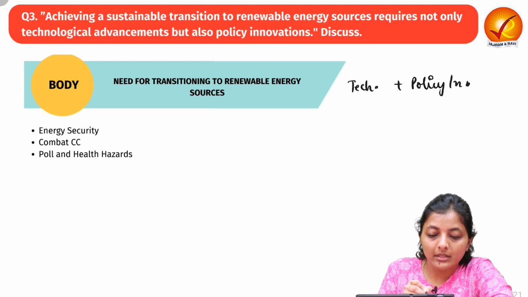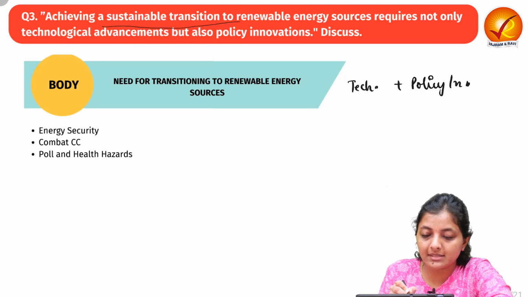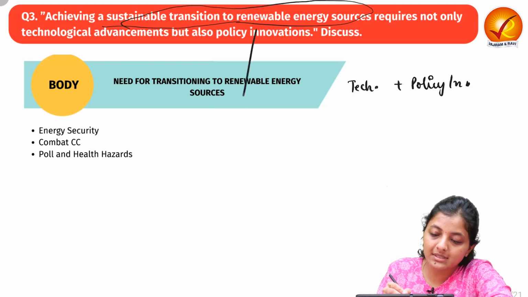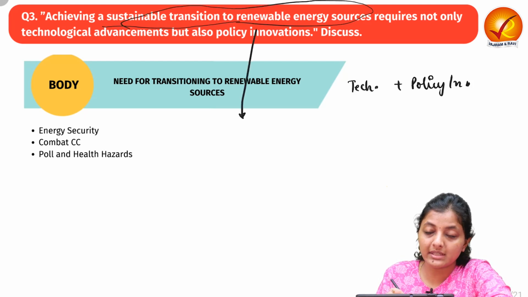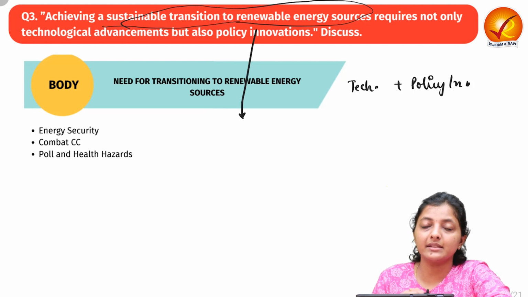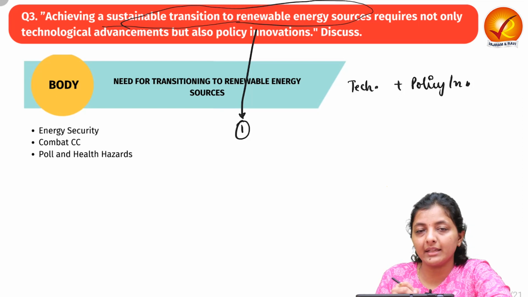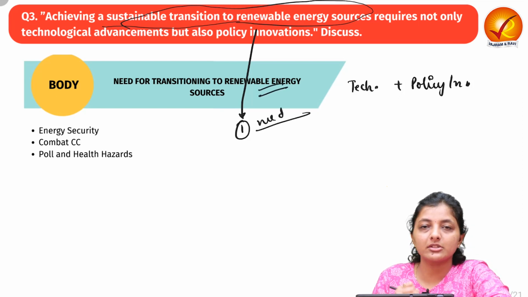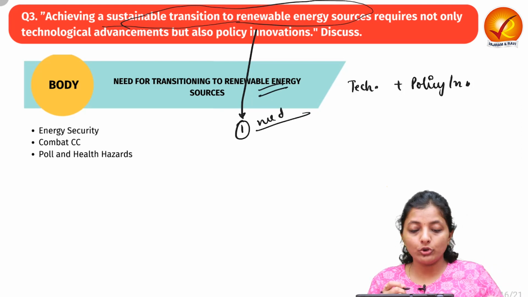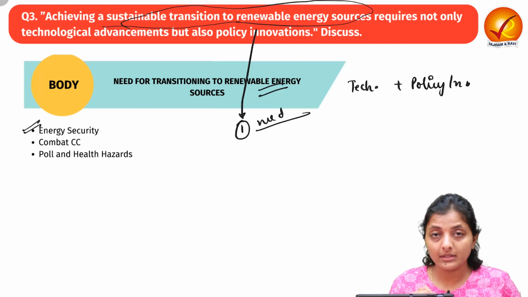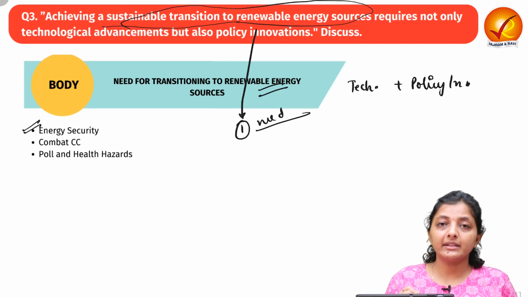But the question is also asking that the sustainable transition is required. So this is the implicit demand of the question: why there is a need to do this transition in the first place. So we can make the first heading in our body part, the need of transition from fossil to renewable. So we need to put some arguments for why we need that transition.